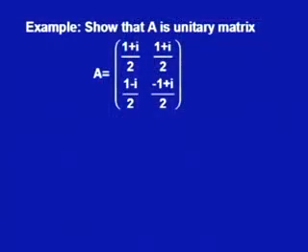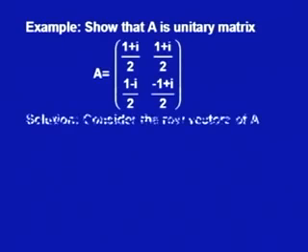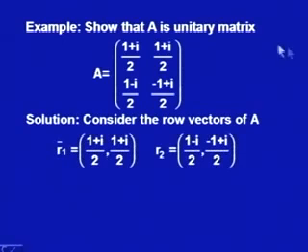Now, in this example, a matrix is given. You have to show that it is a unitary matrix. So, it is a 2 by 2 matrix with complex entries, and what we do is we consider the row vectors of A. They are (1+i)/2 and (1+i)/2, and the second row vector is (1−i)/2 and (−1+i)/2. So, these are the 2 row vectors.